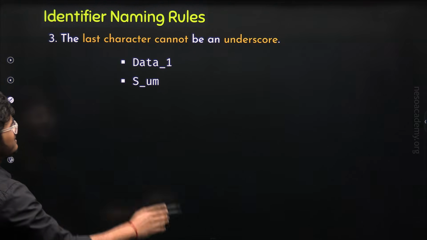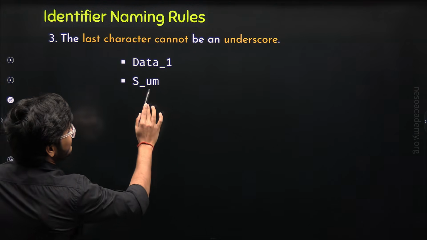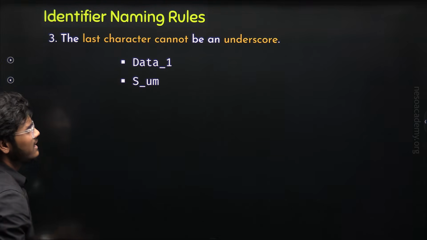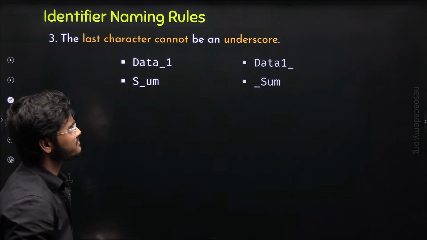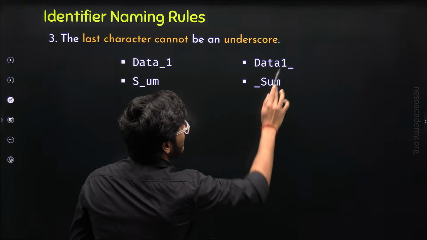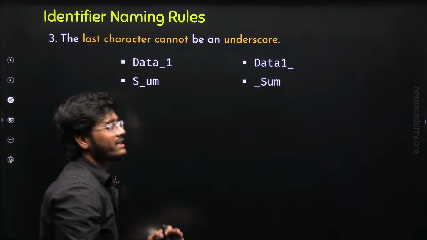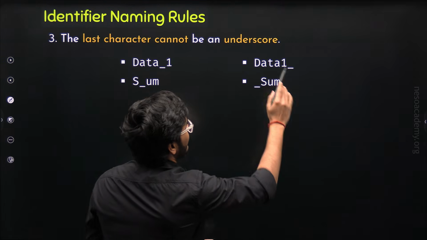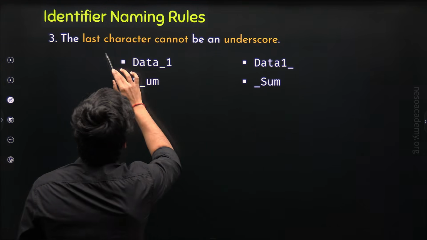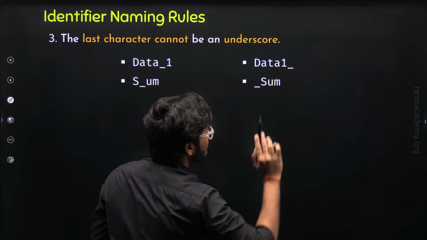Yes, because there is no underscore at the end. Hence, this name is valid. Let's see a few more examples. What about this name? Data1 underscore. We can clearly see that there is an underscore at the end of this name, and as per the third rule, this is invalid.